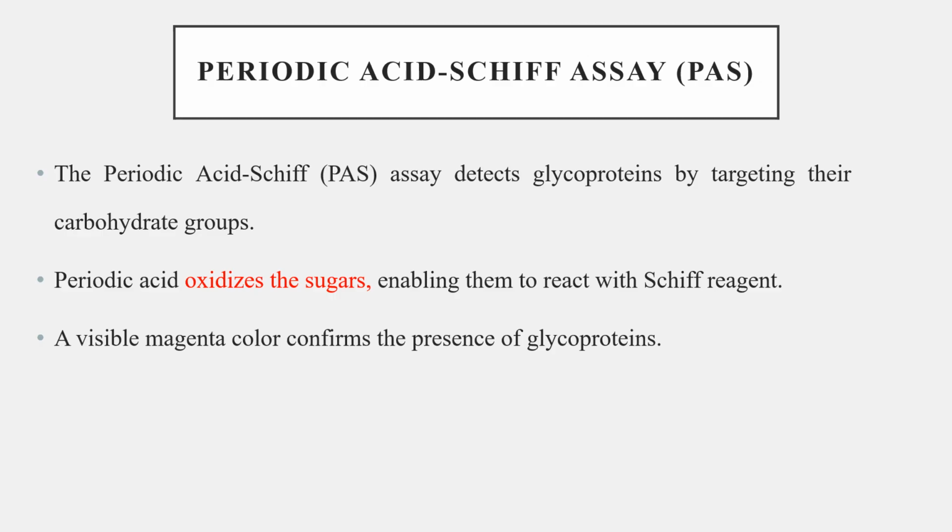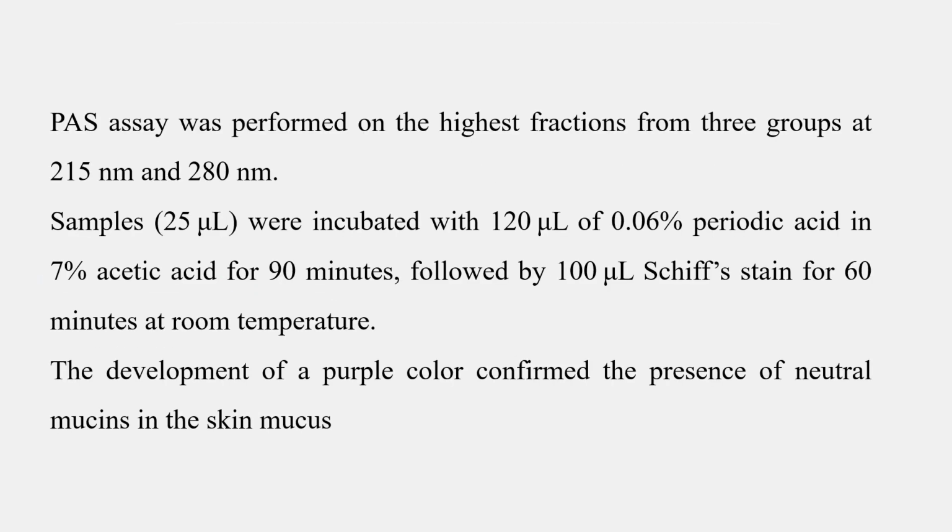After obtaining highest values, these highest fractions were used for periodic acid Schiff assay, which detects the glycoprotein by targeting their carbohydrate group. Periodic acid oxidizes the sugars, enabling them to react with Schiff reagent. A visible magenta color confirms the presence of glycoprotein. PSSA was performed on the highest fractions from three fish species obtained from gel filtration chromatography at 250 nanometer and 280 nanometer.